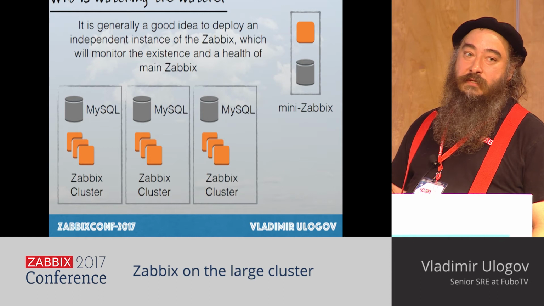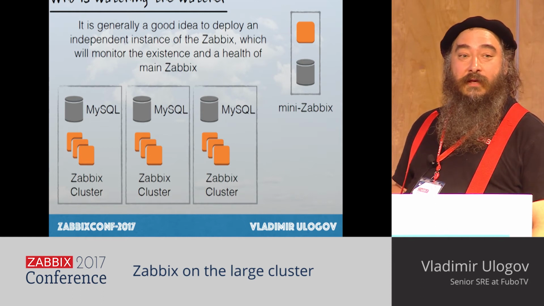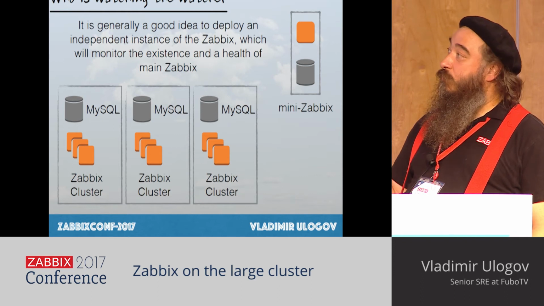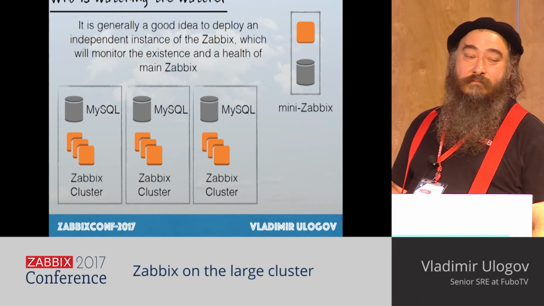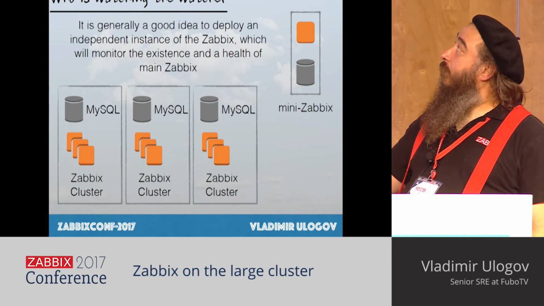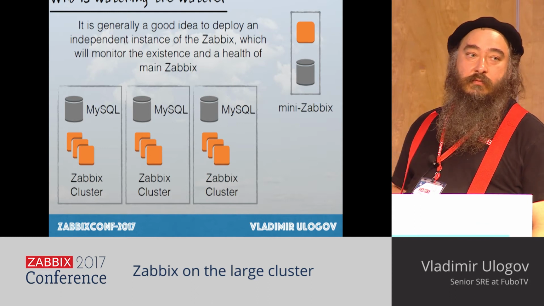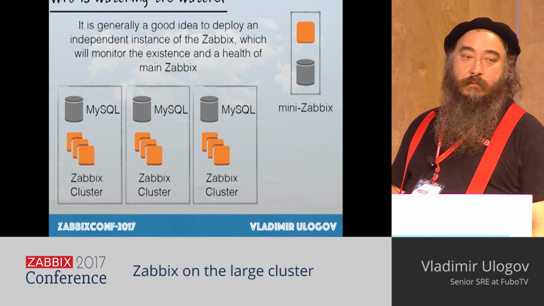And of course, your main Zabbix is supposed to monitor this mini Zabbix. And in this situation, if your main Zabbix goes down for some reason, you will at least have somebody who will tell you that fact of life. If the watcher disappears, at least you have your big Zabbix, which will tell you, hey, fix the watcher.